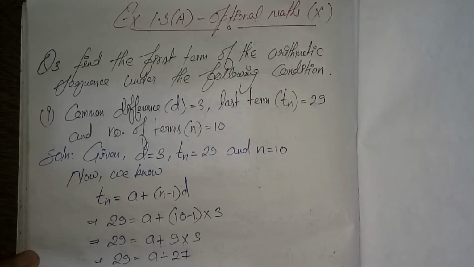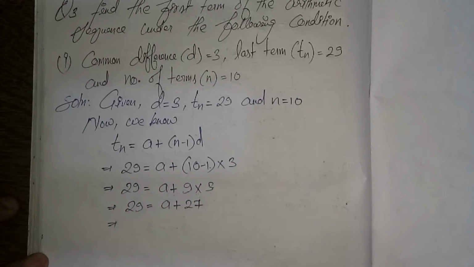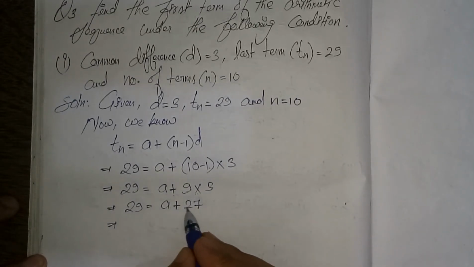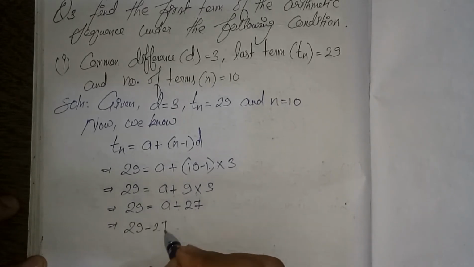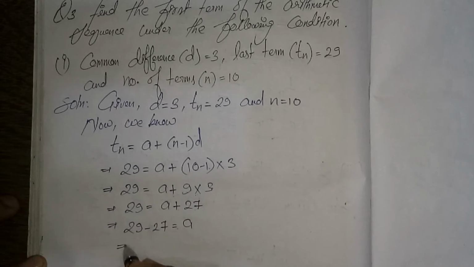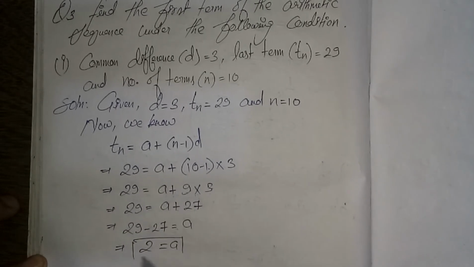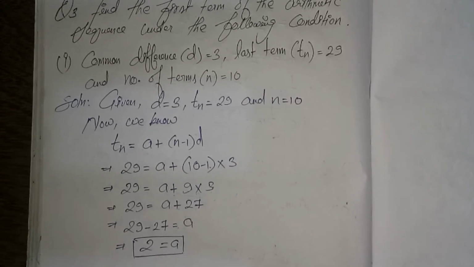Now we have to find the value of a only. So simply transfer this 27 to the left hand side; since it is positive, when it comes here it turns negative, that is 29 minus 27 equals a. So this is simply equal to 2, right? a is equal to 2. So this is the value of the first term, that is a. I hope this is clear.